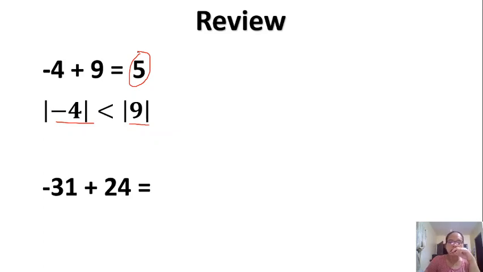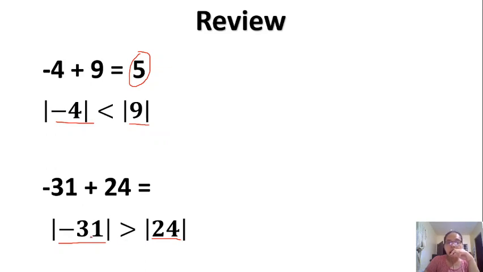That's why the sum here is positive 5. How about if we have negative 31 plus 24? So you get the difference. When you subtract the 2, it will give you 7. And what is the sign of 7? Which one has a greater absolute value? The absolute value of negative 31 is 31. The absolute value of 24 is 24. So the absolute value of negative 31 is greater than the absolute value of 24. And what's the sign of this? That's negative. That's why the sum is negative also. So that gives us negative 7 here.